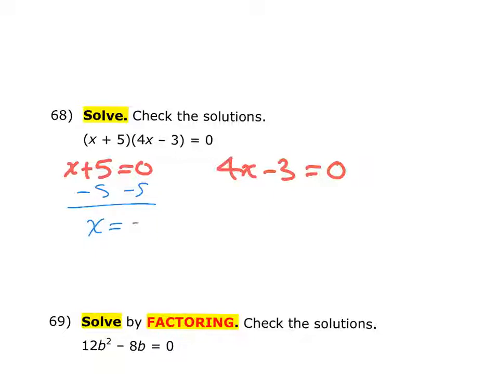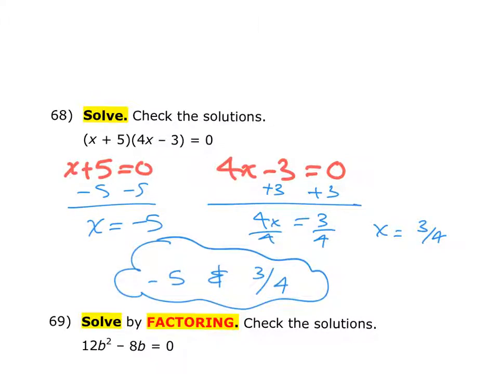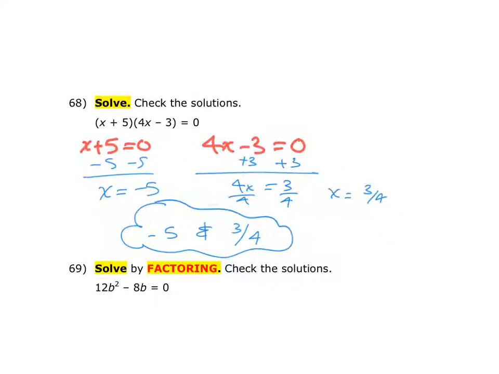I just get x is negative 5. That's one answer. And the second answer, I'm going to get 4x equals 3. Divide by 4. x is 3/4. So the two answers are negative 5 and 3/4, or 0.75. You could leave it as a fraction always. So you say x equals negative 5 and 3/4? Yeah, x equals negative 5 and x equals 3/4.